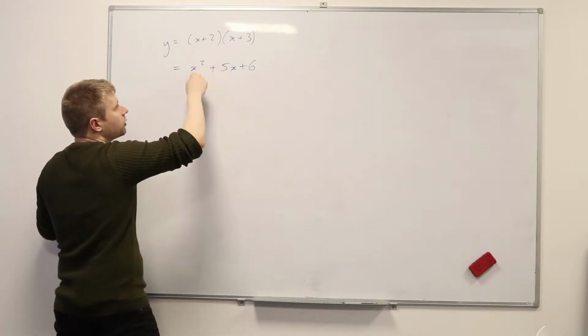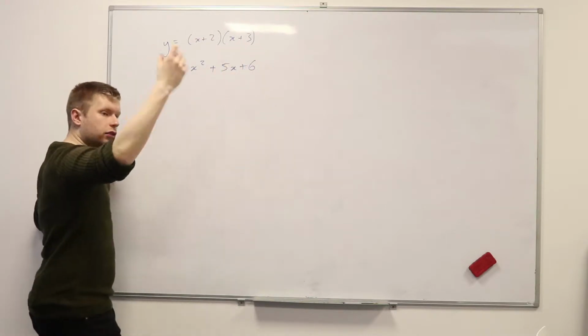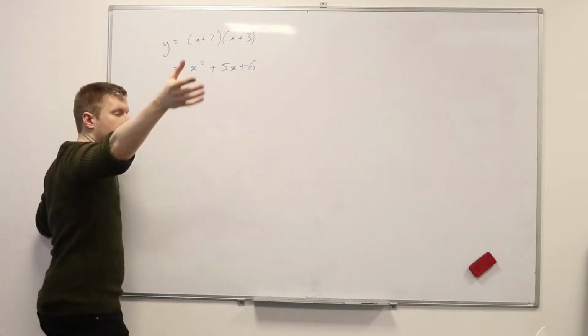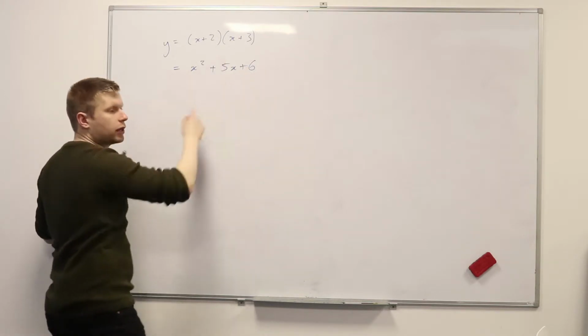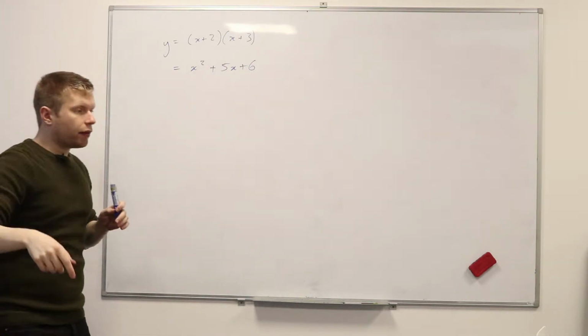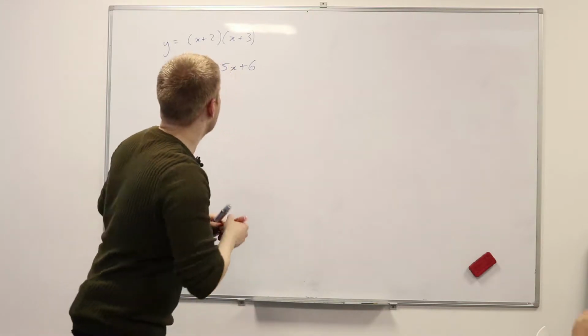X times x, x squared. X times 3 makes 3x. 2 times x makes 2x. There's your 5x, 3x plus 2x. And then 2 times 3 makes your 6. Okay? If you weren't sure about that, you could always use my technique which I showed you earlier.